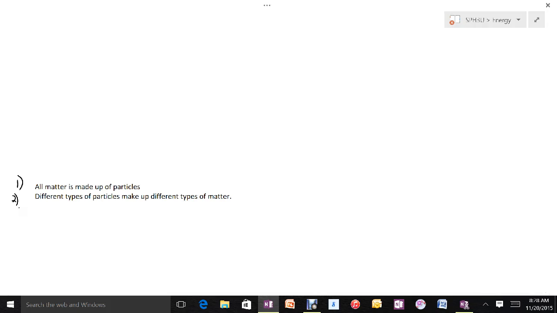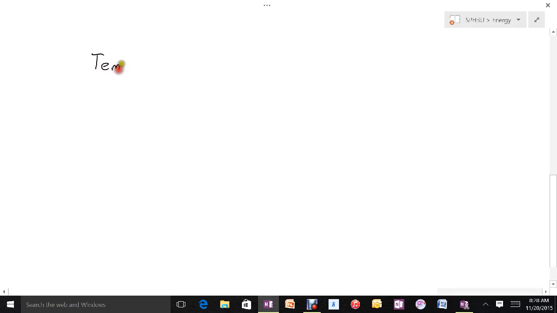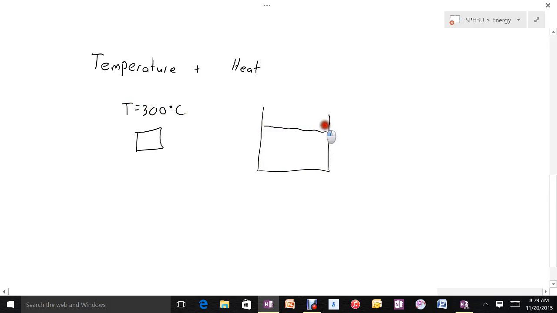The second experiment comes from the idea of temperature and heat, what they used to think, and the classic example of an experiment where that broke down. Imagine that you take a piece of metal and heat it up to, let's say, 300 degrees Celsius. And then you take that metal and put it in a beaker of water, and that water is about 20 degrees Celsius.